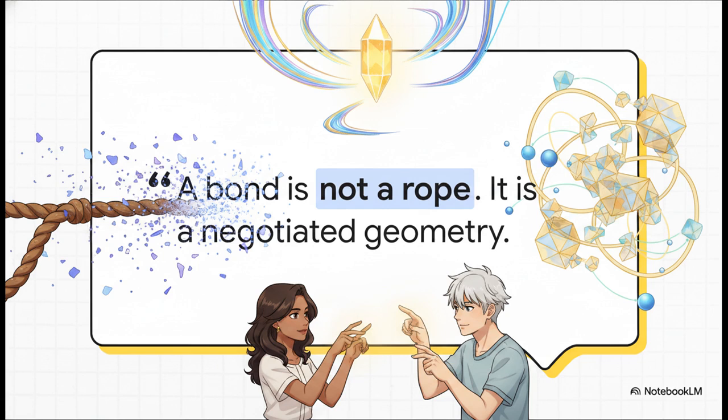When atoms get close to one another, their phase structures start to overlap. If that overlap creates a huge gradient cost, the atoms just repel, scatter, or completely fail to bind. But if that overlap allows the phase curvature to be distributed smoothly, well, then a bond becomes admissible. There's this great quote that hits the nail on the head. A bond is not a rope, it is a negotiated geometry.